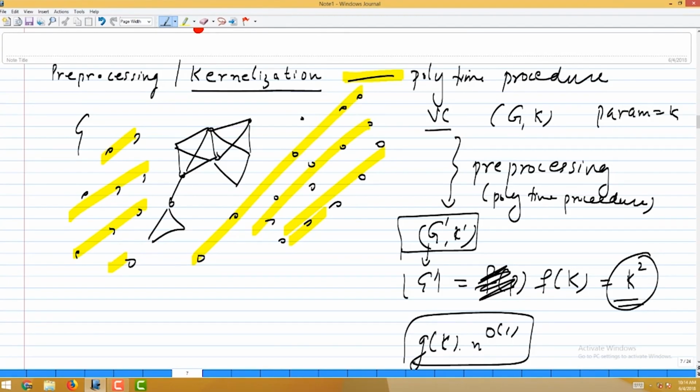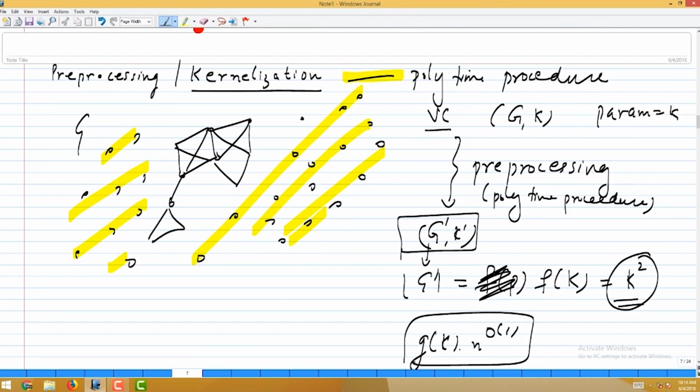If it says yes, you just go and say yes for this instance, because this is the guarantee that I've given you. And if this says no, it doesn't have a vertex cover of size at most k prime, then you just go and say no for this. This is okay, because this is the guarantee that I've given you. This is how these instances are related. We'll see how to get to this, but this is the guarantee I've given you.